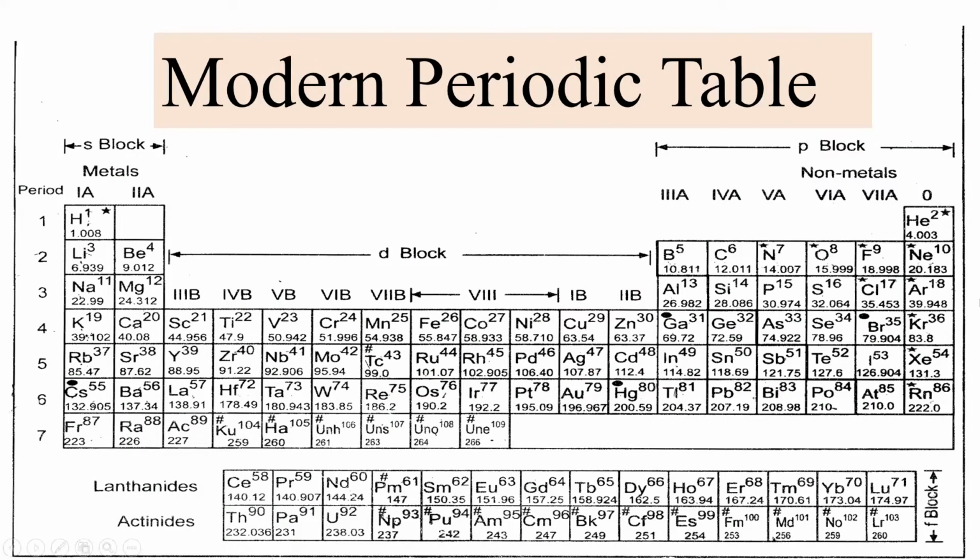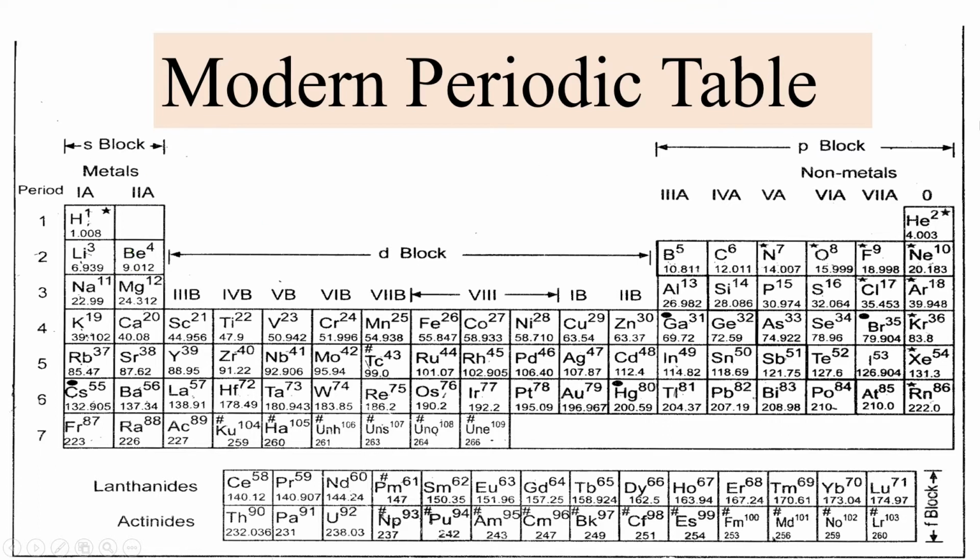Look at this, this is modern periodic table. Here we have 1A and 2A. Two groups are written here. 1A means this column of element represents group 1A. This column represents group 2A. And these two groups are called S block element. The elements of group 1A and 2A are called S block element.